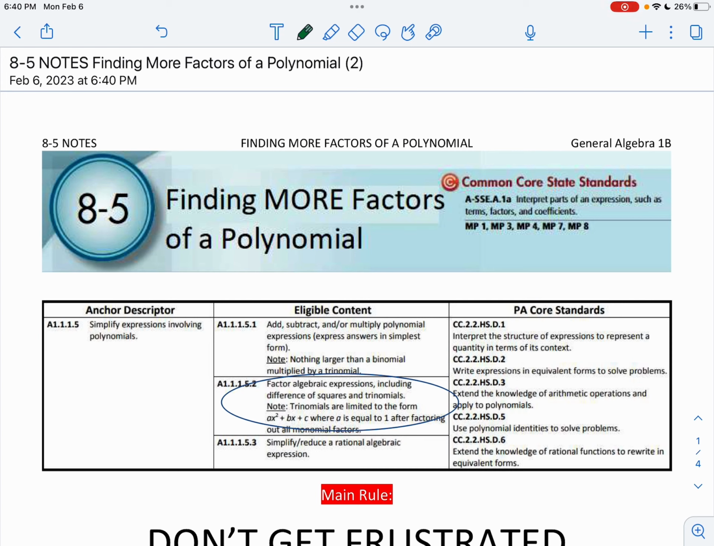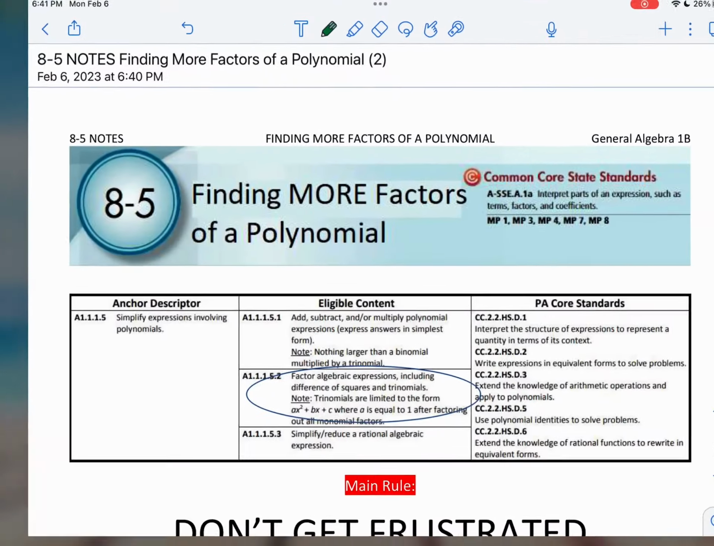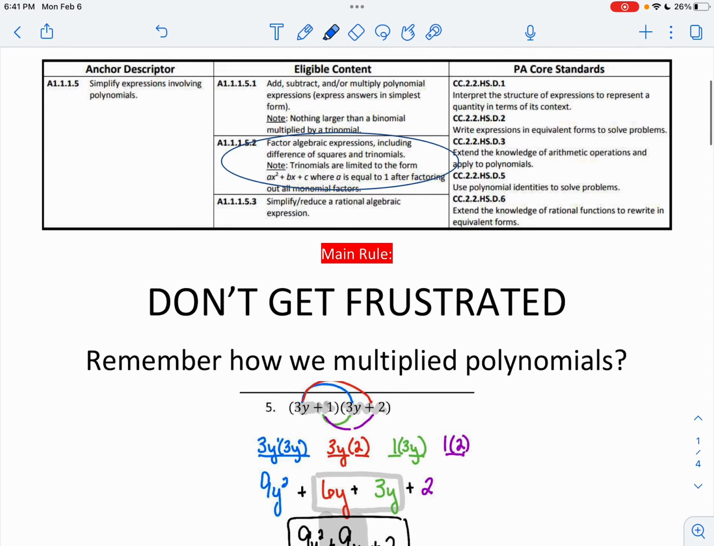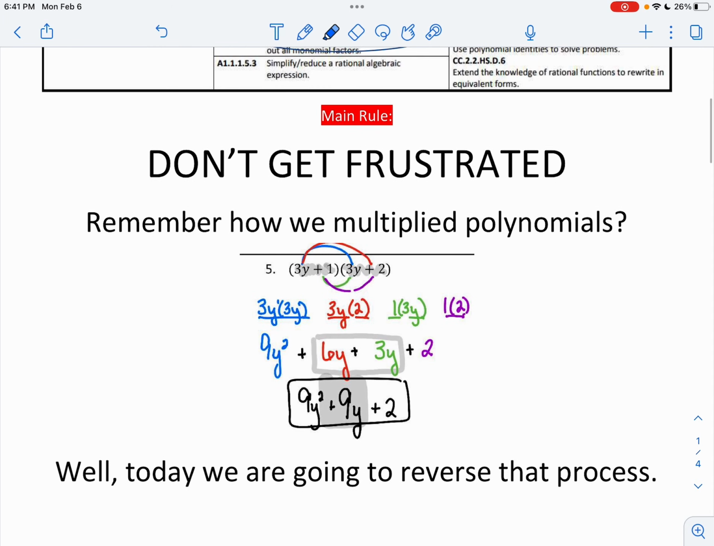So today we're going to learn how to find, once my pen decides to work, just joking. Maybe. Huh. Look at that, not want to work at all. Okay, how to find more factors of a polynomial. So main rule, just don't get frustrated, okay?